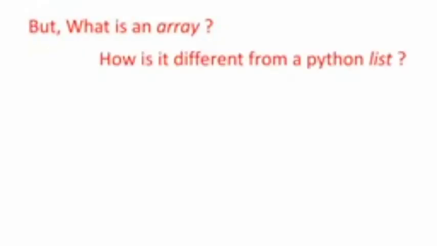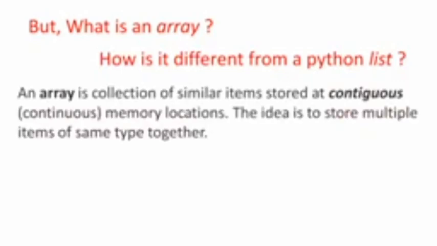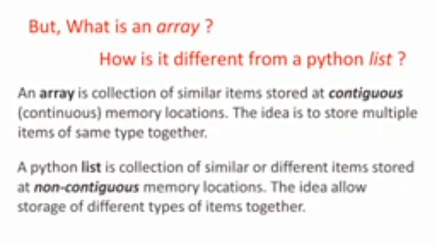But what exactly is an array? And how is it different from a Python list? Well, an array is a collection of similar items stored at contiguous memory locations. The idea here is to store multiple items of same type together. Whereas, a Python list is a collection of similar or different type of items stored at non-contiguous memory locations. Here, the idea is to allow storage of different type of items together.